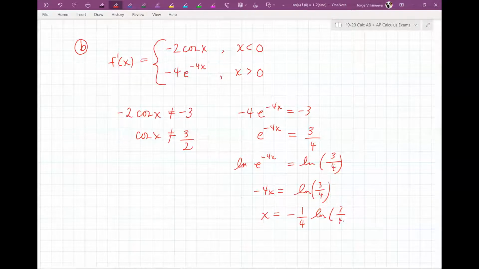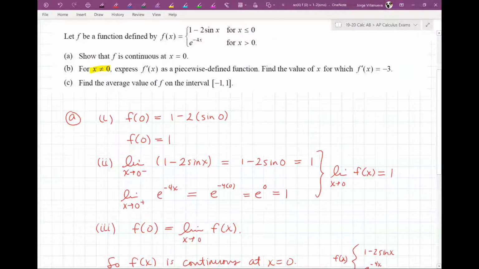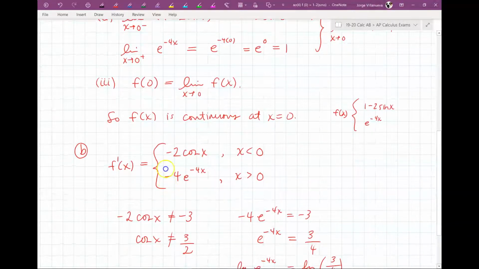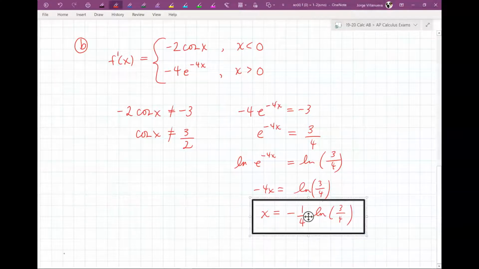Okay, so there's my answer. Oops, I forgot to put that. So let me just reread this really quick. Find the values of x for which f prime of x would be equal to -3. Well, there it is. It's going to be that right there. All right, so part C.